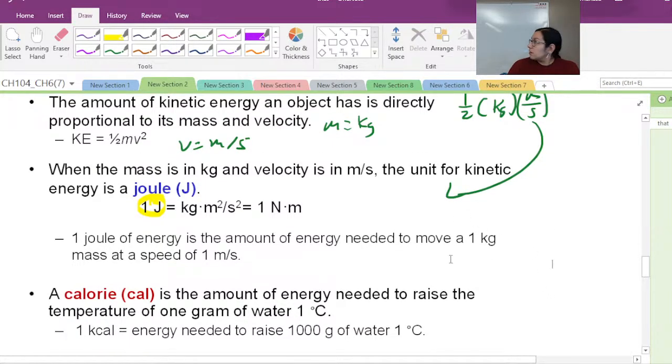And so then here, the work part comes into play. Again, we can translate it to work. This is saying that 1 joule of energy is the amount of energy needed to move 1 kilogram mass at a speed of 1 meter per second. So you can imagine taking that mass and moving it, so that would take a joule of energy.